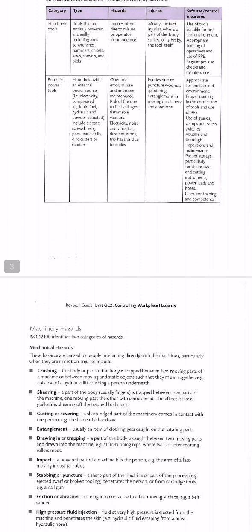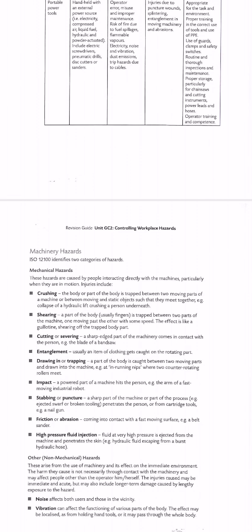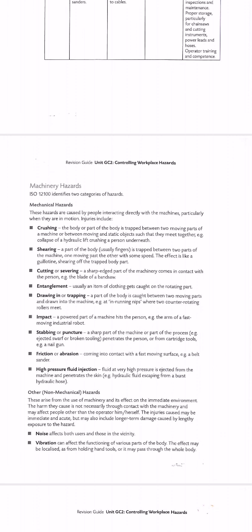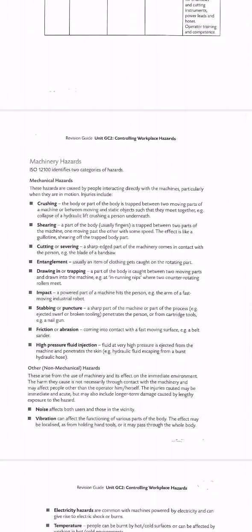So I'm going to talk about machinery hazards. What are machinery hazards? According to the ISO, International Organization for Standardization, ISO 12100 identifies two categories of hazard, right? So what are the two categories of hazard? We have mechanical hazard, that is one, right? Then we have non-mechanical hazard. In mechanical hazard, these are hazards caused by people interacting directly with the machine, particularly when it is in motion. So mechanical hazard is when people are using the machine.